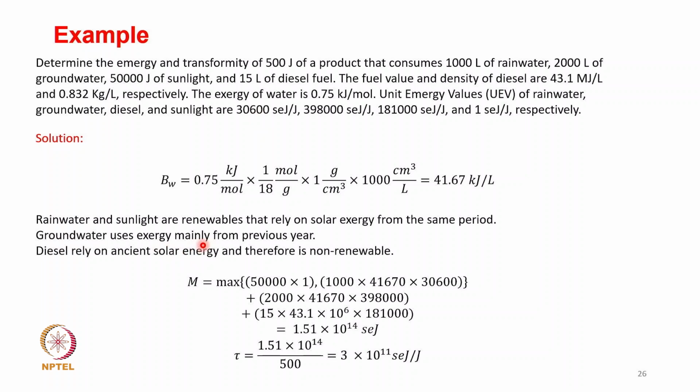Now the other two, the groundwater uses exergy mainly from the previous year. Why? Because you have to recharge the groundwater, but rainwater is immediate, so there is no time loss in that context. Fine. So in that case, what you have to do? You have to do the summation.